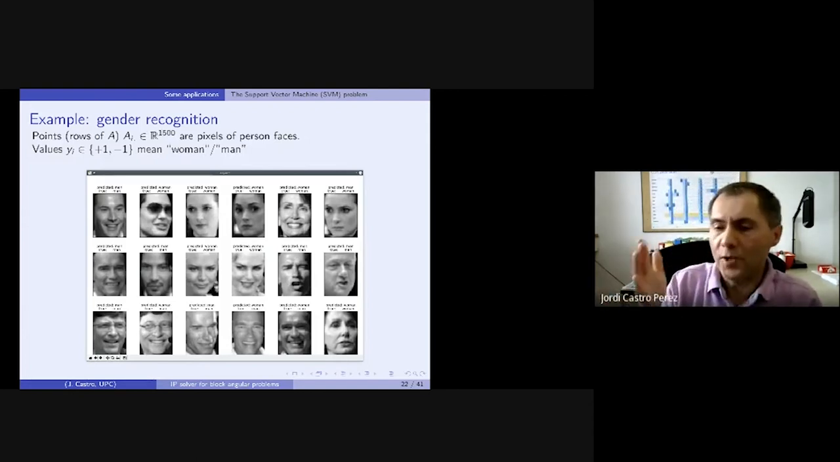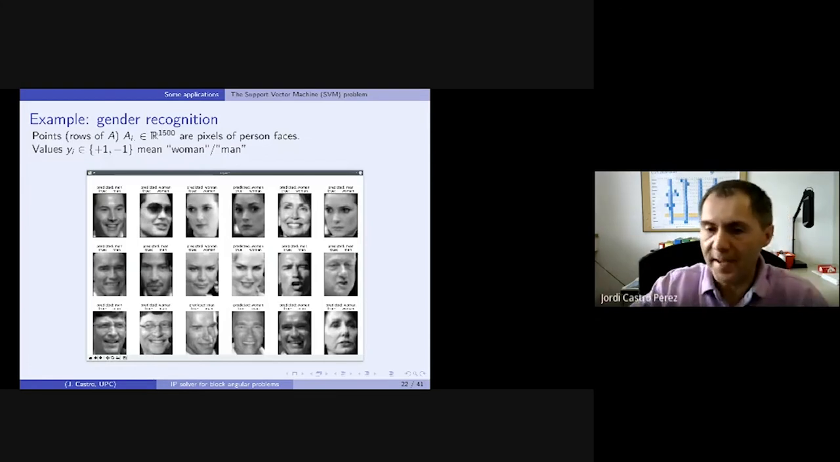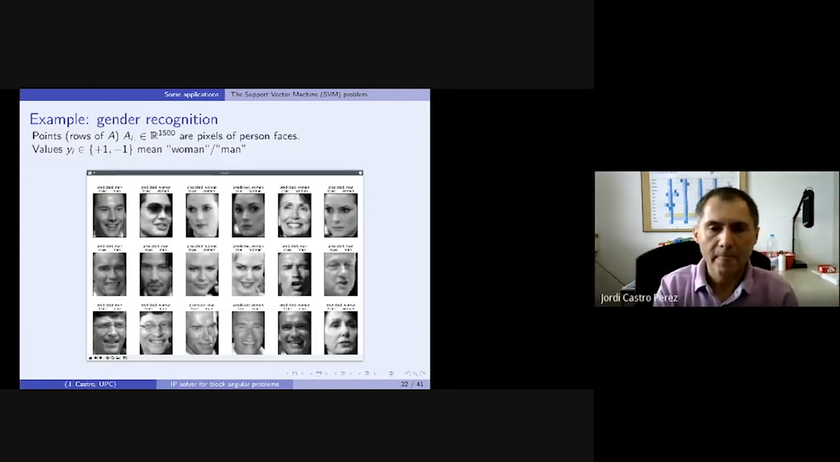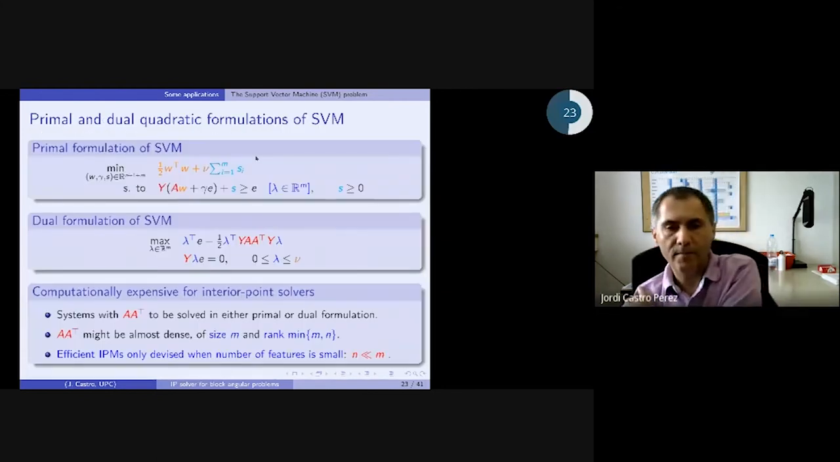To be honest, today the main application of support vector machines is not classification of pictures. Neural networks are better for pictures, but support vector machines are still very useful to classify text. So you have a bunch of documents, and you want to classify whether a text talks about politics or about history. The support vector machine is a very good tool to classify text. Okay, so that's the optimization problem.